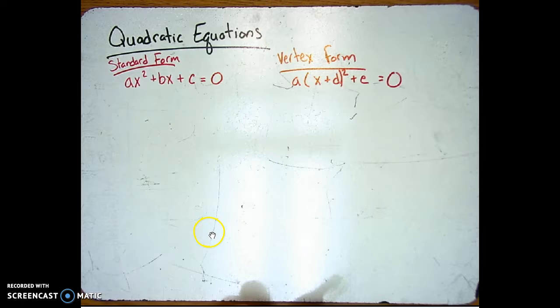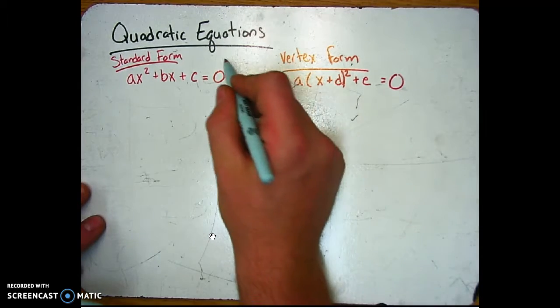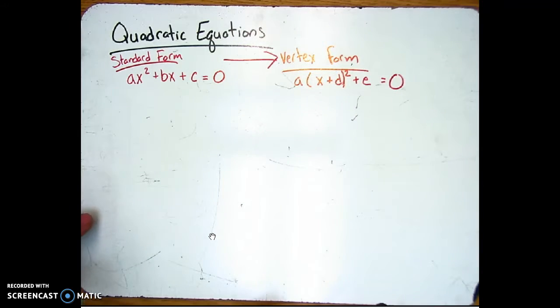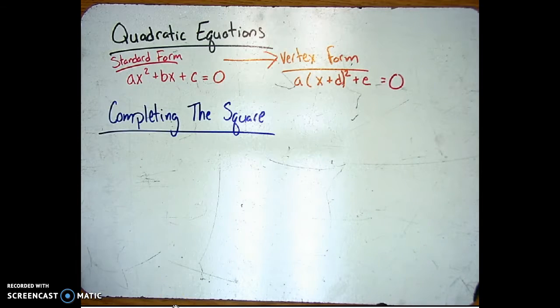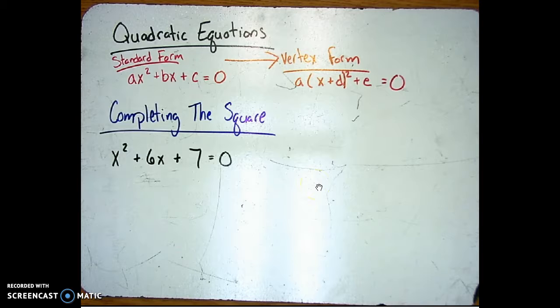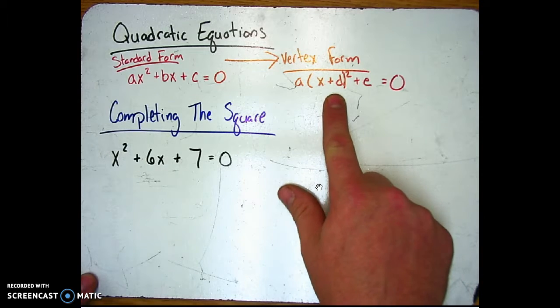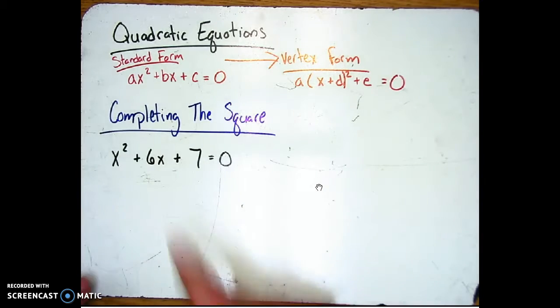But for now, we're going to talk about how to go from standard form to vertex form using a method called completing the square. So we're going to take a look at how to apply this method for all types of different quadratics, and you'll get a chance to practice some of these on your own. For our first example, we're going to take this equation, x squared plus 6x plus 7 equals 0, and we're going to turn it into vertex form by doing completing the square.